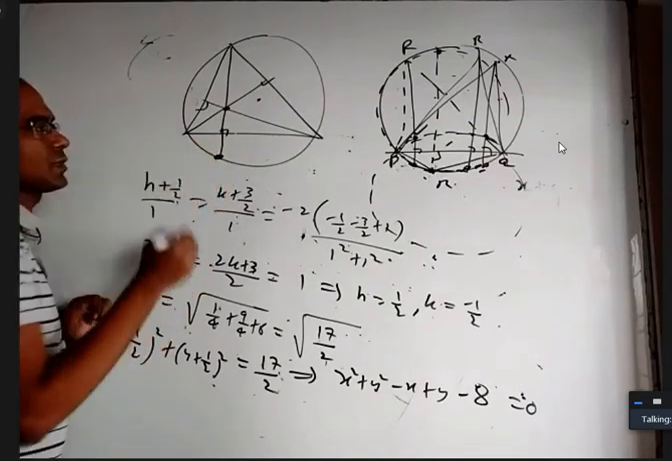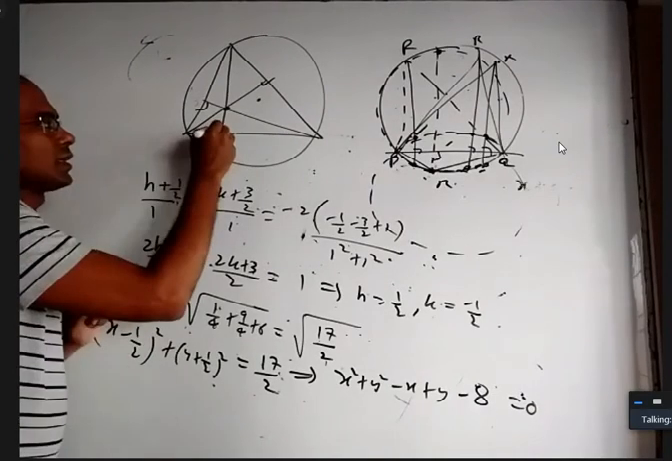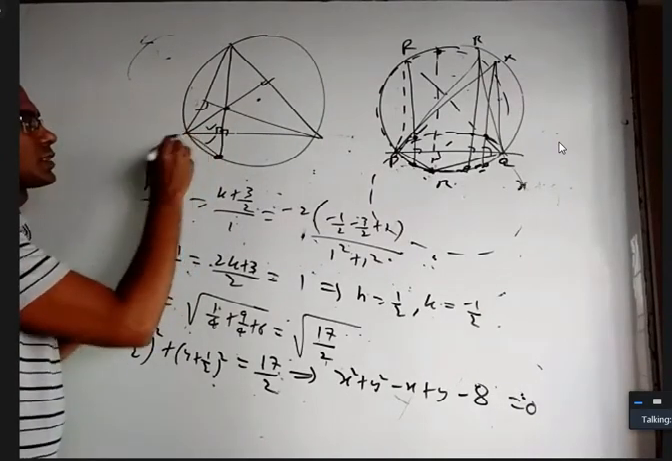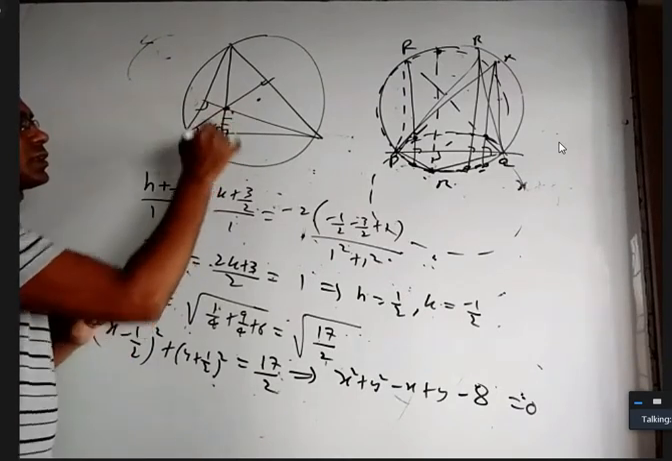To extend this, it is possible to prove these two are congruent triangles. Already this angle is 90. These are common sides. If you can just prove these two angles are equal, then these two are congruent. These two are equal. They're images of each other.